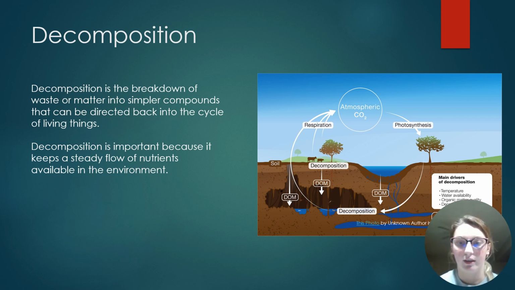And this is just a picture or diagram of decomposition, and it also shows photosynthesis, so it shows how it is a continuous cycle of photosynthesis breaking down to decomposition, and then it's respirated back into the air and it goes back into photosynthesis.